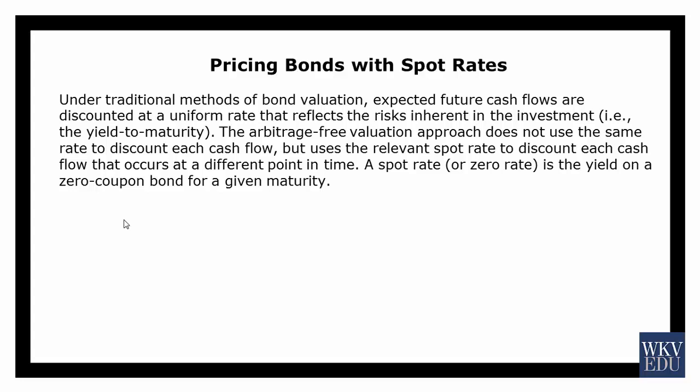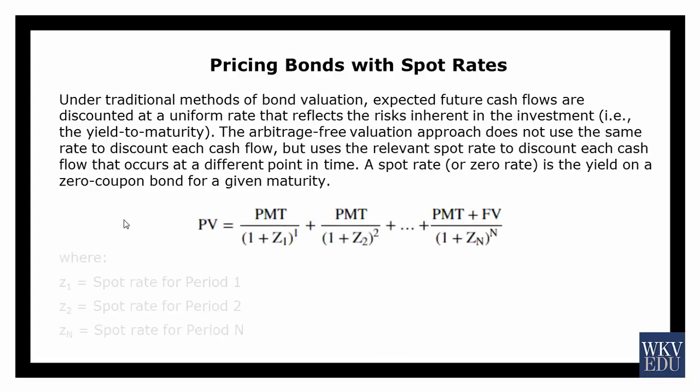Therefore, we can say that YTM does the work of all the relevant spot rates for a particular bond. So if for a 3-year bond, the first coupon is discounted at spot rate 1, the second coupon is discounted at spot rate 2, and the third coupon and principal is discounted at spot rate 3, this happens under the arbitrage-free valuation approach. However, for us, there is a single rate that will discount all the cash flows, cash flow 1, cash flow 2, and finally cash flow 3. Therefore, we can say that YTM is a weighted average of the different spot rates.